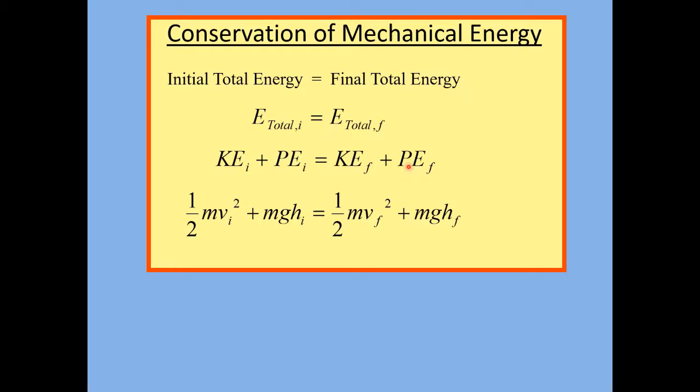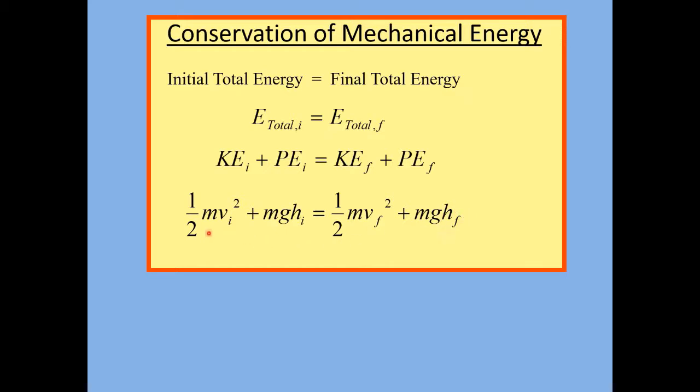So finally, let's write out what we know. We know how to express kinetic energy: it's 1/2 mv squared. We know how to express gravitational potential energy: it's mgh. And again, these little i's remind us that this is the initial velocity and the initial height. On the right side, we have the final velocity, 1/2 mv final squared, plus mgh final. h final is the final height.